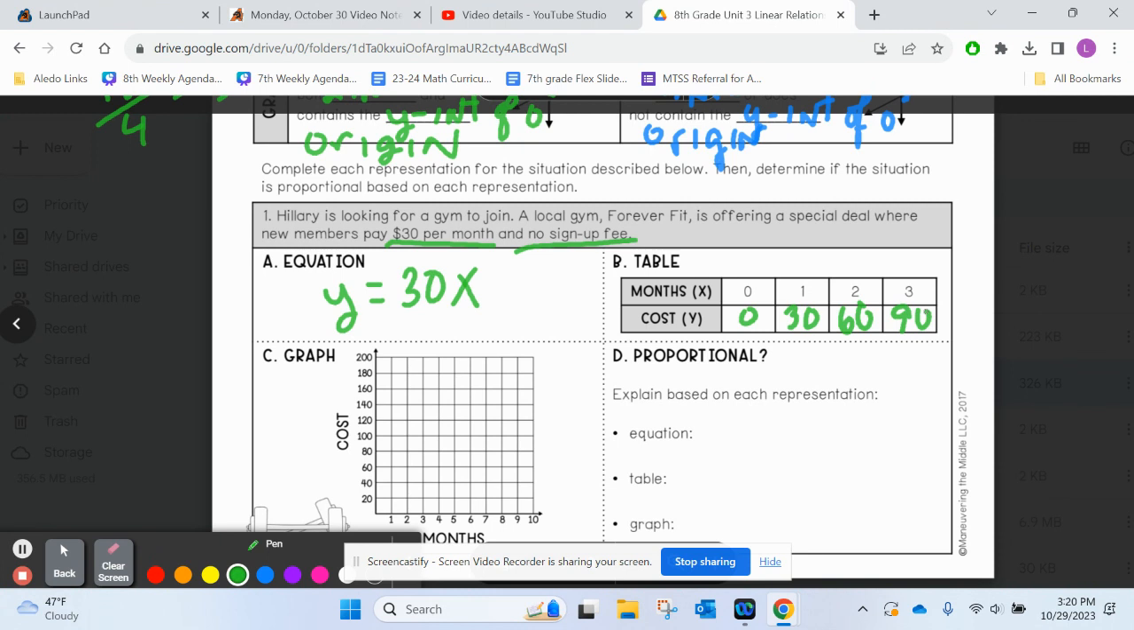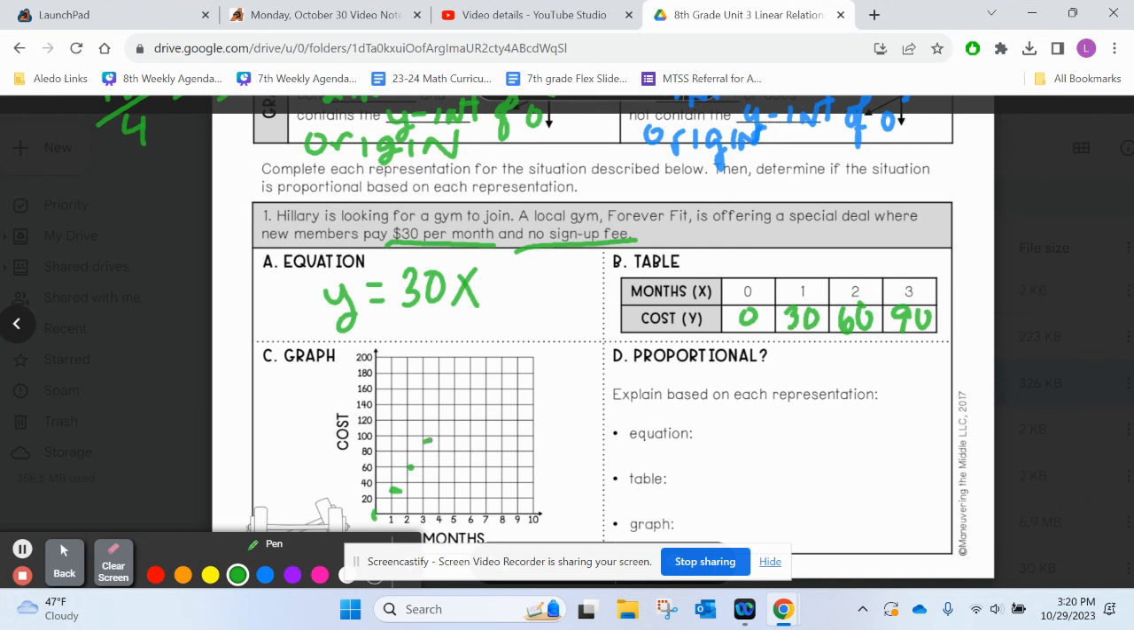Okay, so let's draw this on our graph. We have 0, 0. We have 1, 30, and I'm doing the best I can to draw these accurately. 2, 60, 3, 90. Now, if at any point I'm going too fast, stop the video and pause it for a minute and copy down what you have.